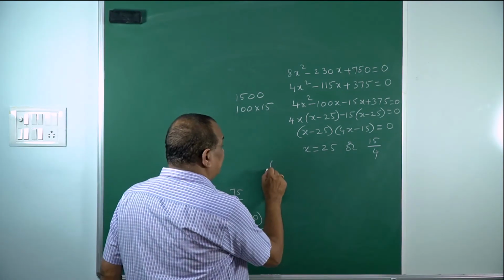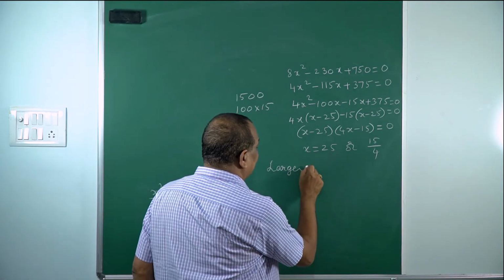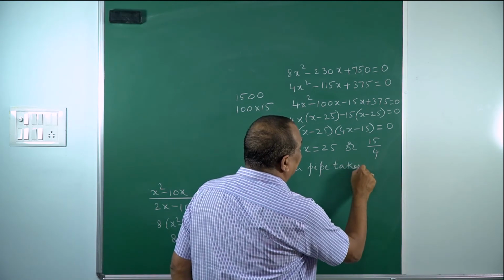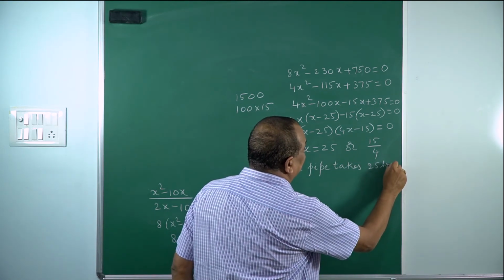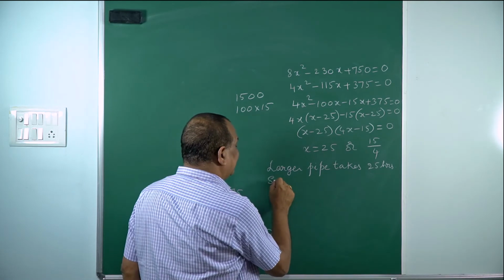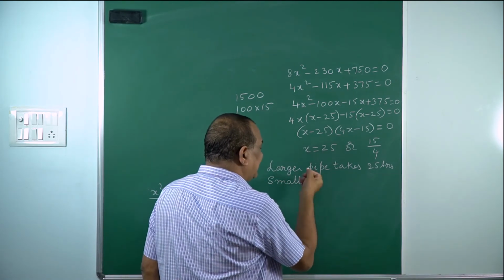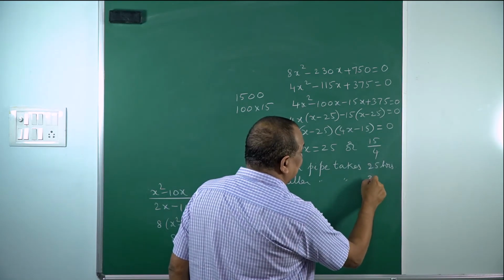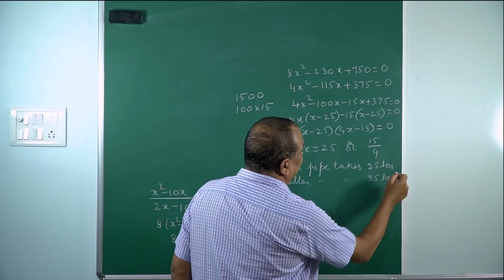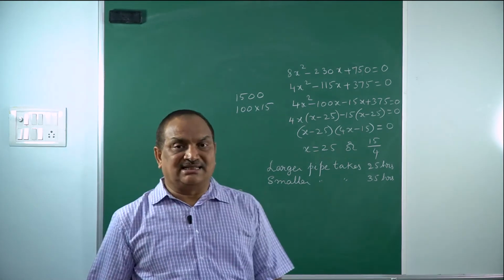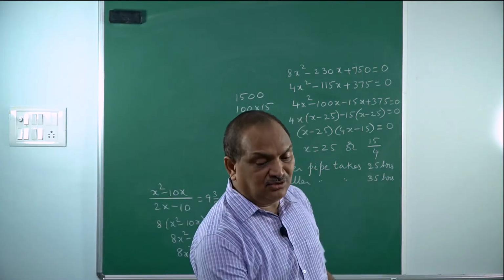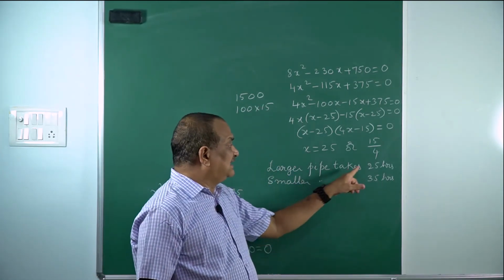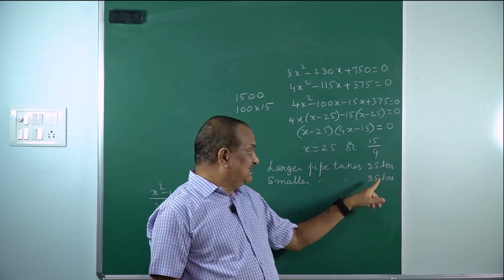So the larger pipe takes 25 hours and the smaller one takes 10 hours more, because this takes 10 hours less. The smaller pipe takes 10 more than that, 35 hours. Okay, that's what you should understand. And if you want to verify this one, the one with the larger cross section takes 25 hours, 10 hours less than this one.